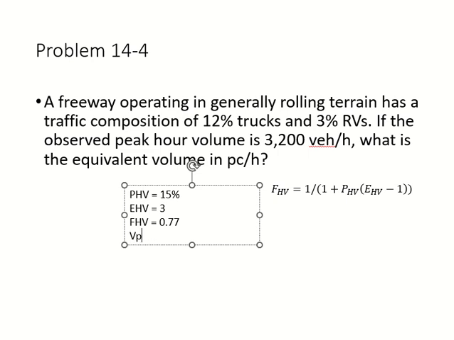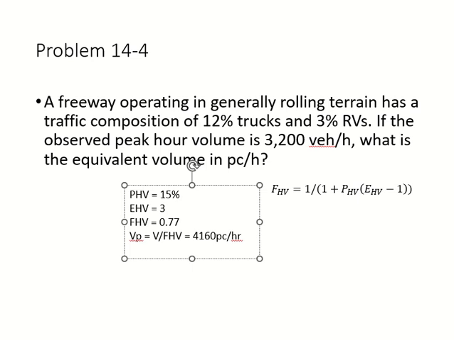How do we convert the volume to passenger cars per hour? Volume upon FHV. This will convert the vehicles per hour to passenger cars per hour. How much is that? So volume, which is total in vehicles per hour, divided by FHV, will be converted to passenger cars per hour. Any problem with that?